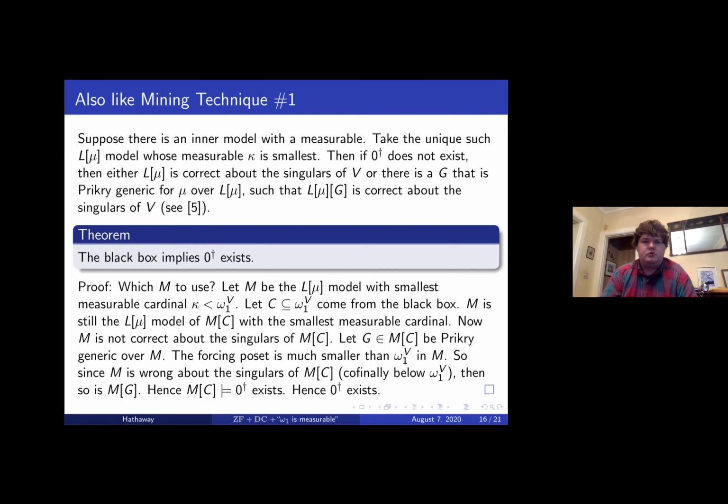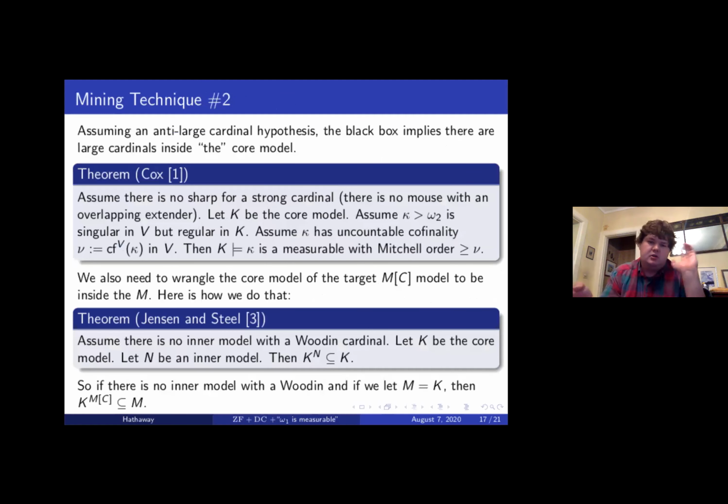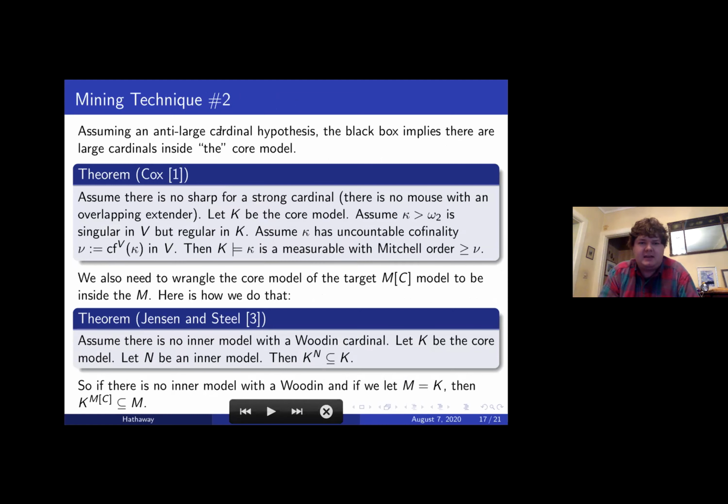All right, so we saw one mining technique, which is, if a certain definable inner model is not correct about singulars, then there's an inner model with a large cardinal. So this is going to be a slightly different technique. We're going to want to assume an anti-large cardinal hypothesis. And we're going to get that the black box implies there are large cardinals in the core model. So instead of getting any old inner model with a large cardinal, we're going to get the large cardinals inside the core model itself.